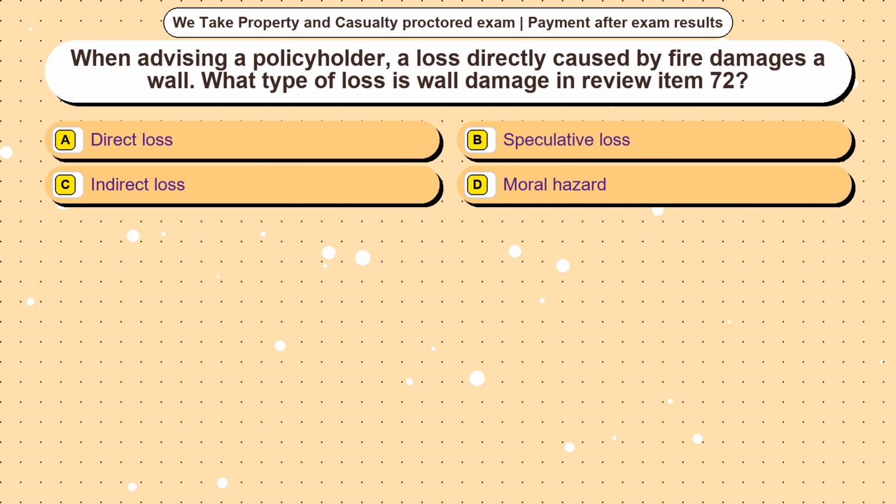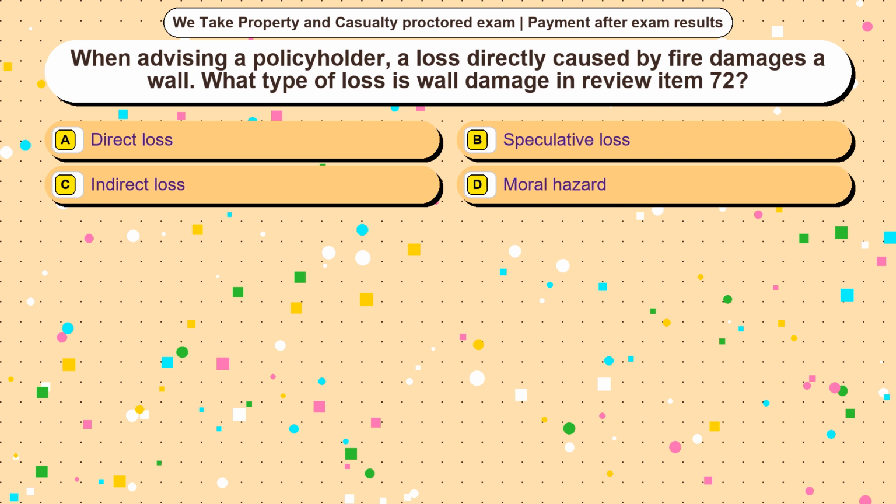Question 17. When advising a policyholder, a loss directly caused by fire damages a wall. What type of loss is wall damage in review item 72? Option A, direct loss. Option B, speculative loss. Option C, indirect loss. Option D, moral hazard. The correct answer is option.